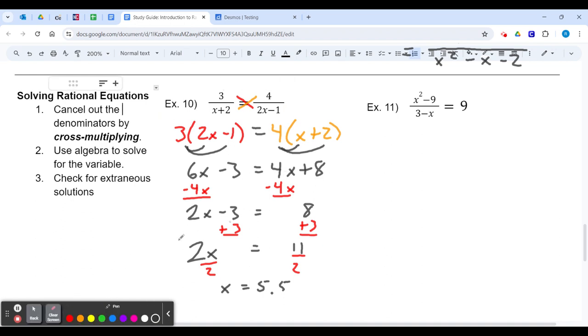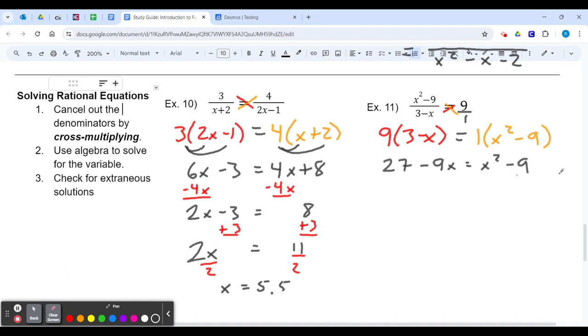This will come into play in example 11, which is a much longer problem. First thing I want to do is make sure that this 9 is rewritten as a fraction. So a whole number 9, we can pretend that we're dividing by 1, which then helps us do our cross multiply step. We have 9 times 3 minus x, and that equals our cross multiply step of 1 times x squared minus 9. I can simplify both those sides through distribution. We get 27 minus 9x equals x squared minus 9.